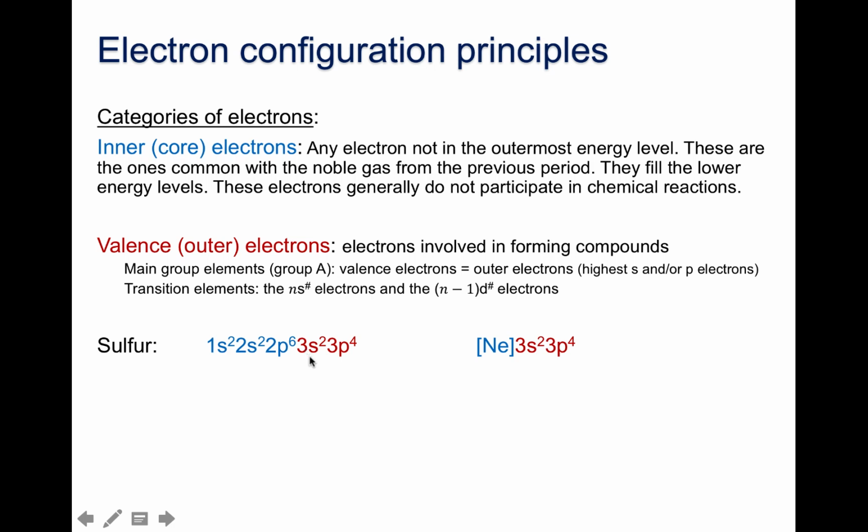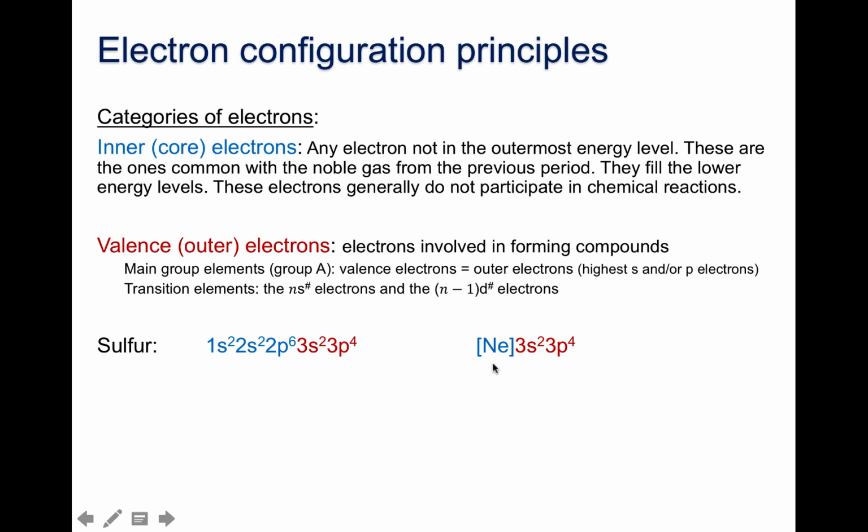And so the highest energy level for sulfur is energy level 3, and for a main group element, which sulfur is, it's the highest S and the highest P. And so these 2 electrons that are in the S sublevel and these 4 electrons that are in the P sublevel of energy level 3 represent the valence electrons for sulfur. So sulfur has a total of 2 plus 4, 6 valence electrons. All of these ones that come before energy level 3 represent the inner electrons.